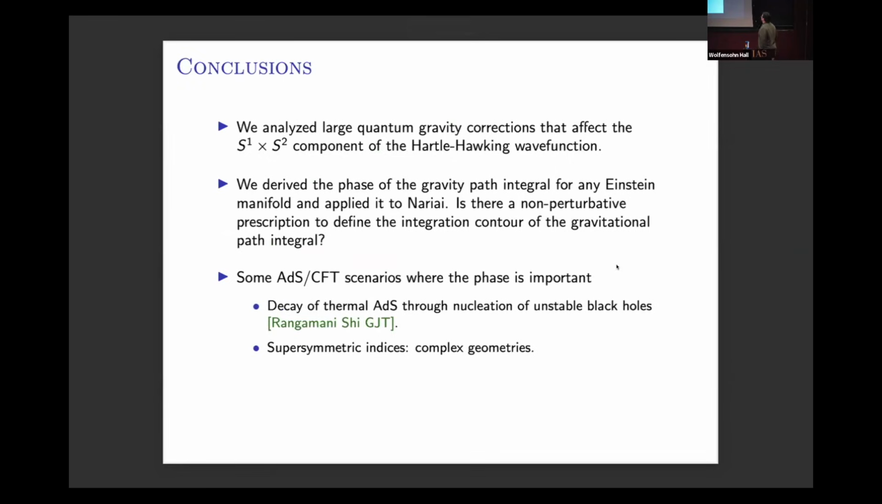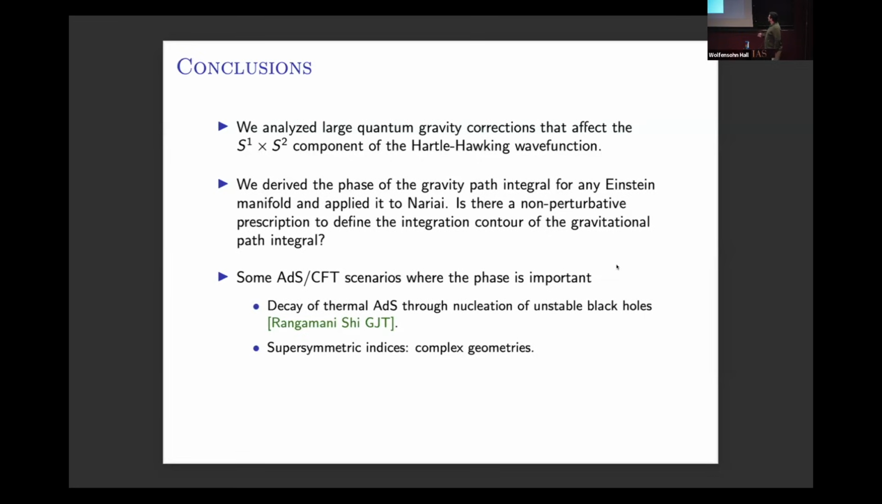Okay, so the conclusions. First, we analyzed large quantum gravity corrections that affect this S1 cross S2 component of the Hartle-Hawking wave function of the universe. Then, motivated by computing the norm of this wave function, we looked at the phase of the gravity path integral. We were able to compute it for any Einstein manifold, for any solution of pure gravity with a positive cosmological constant. I'm almost done. So an interesting question is whether one can find a non-perturbative prescription to define the integration contour of the path integral, motivated by looking at these negative modes.